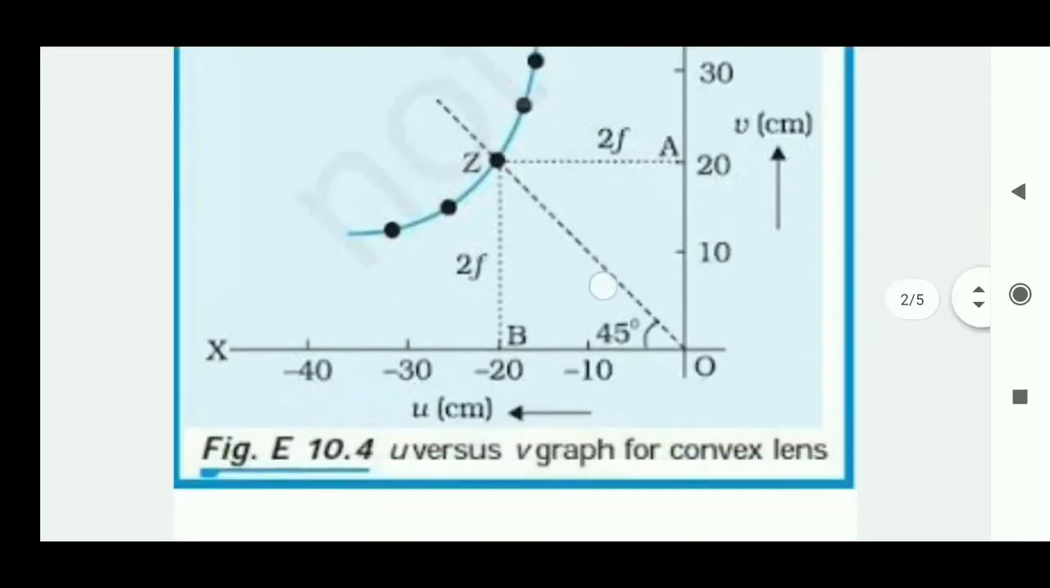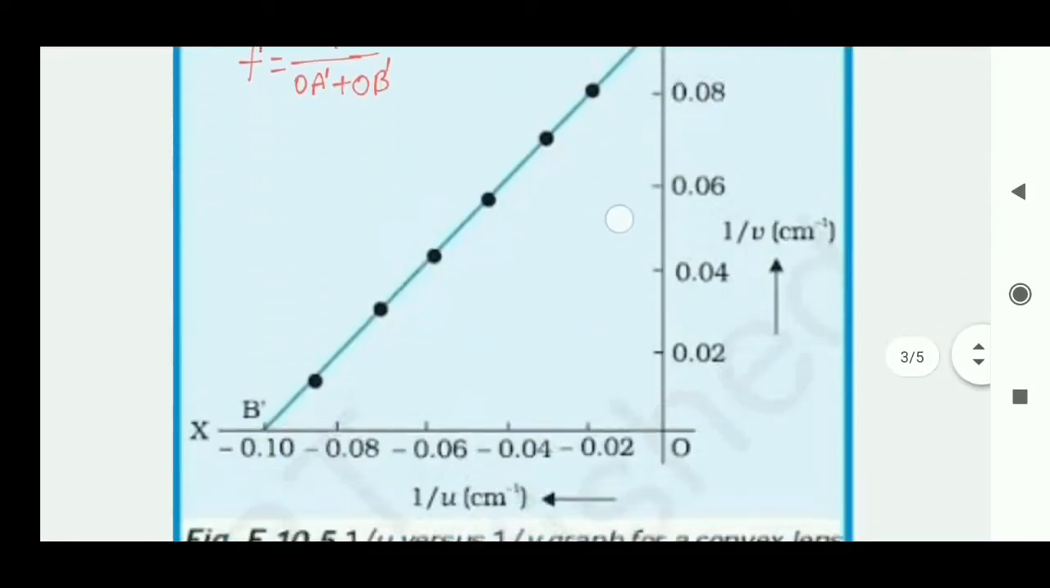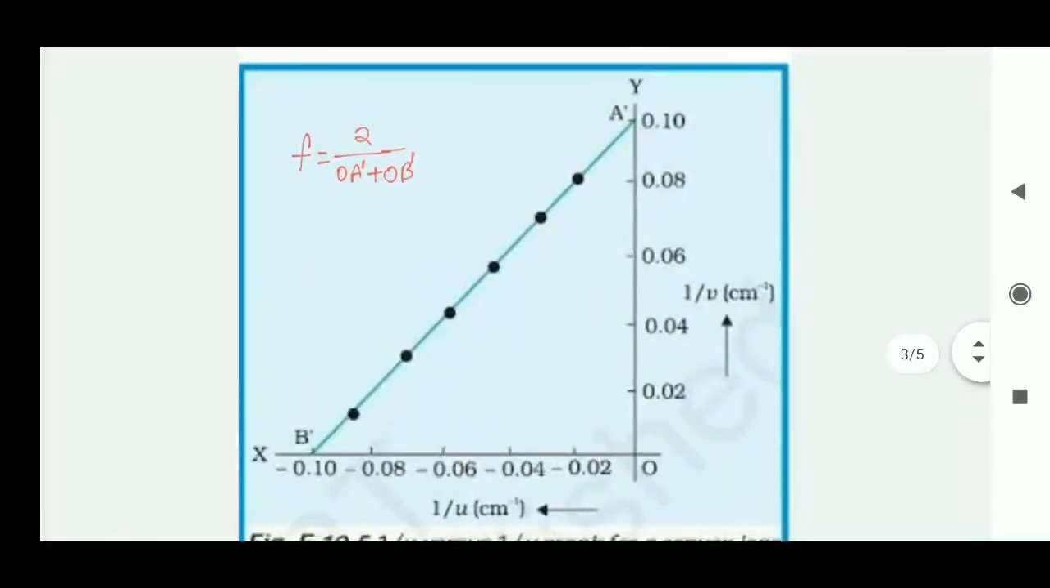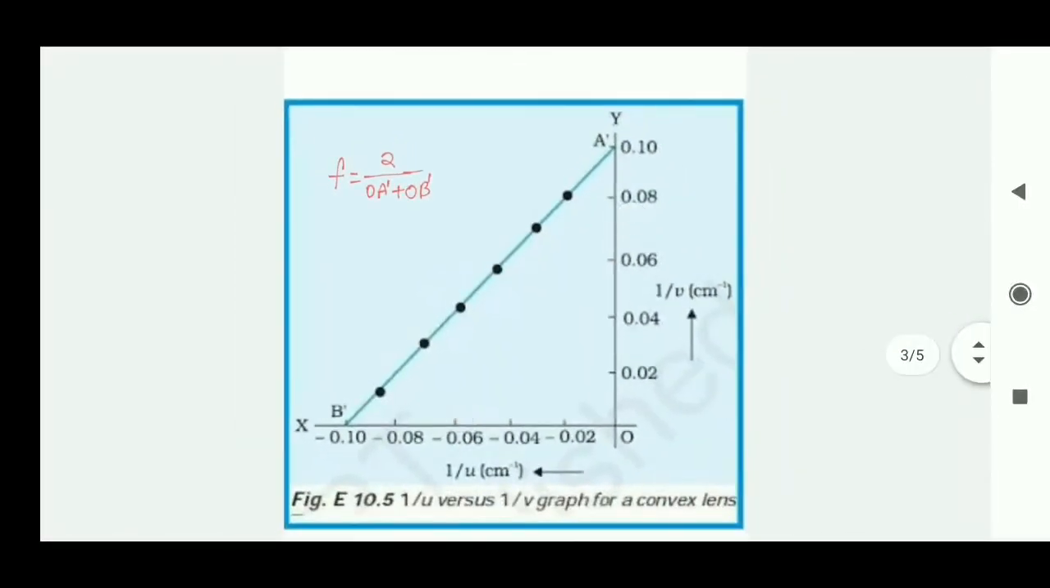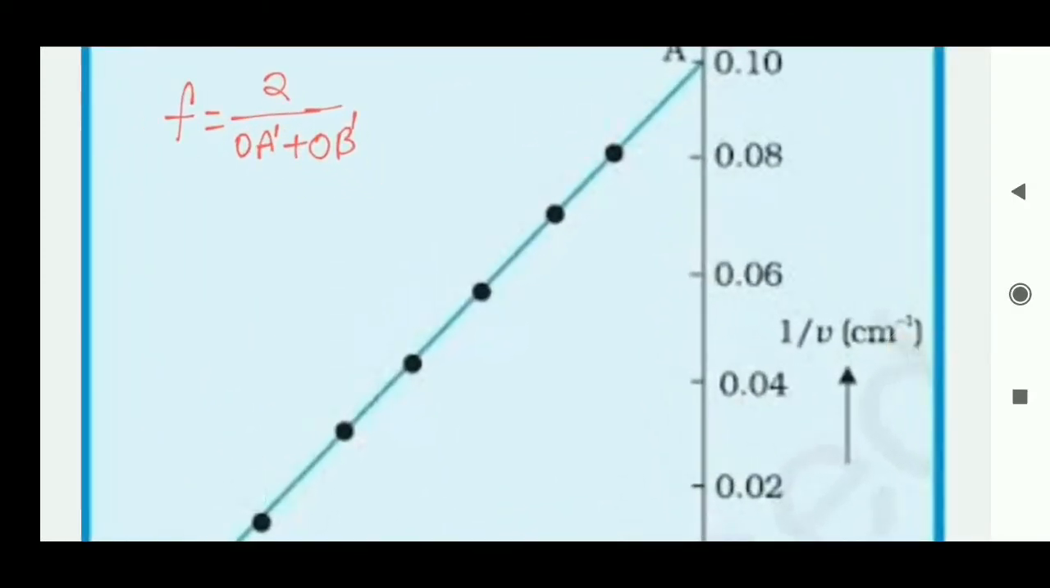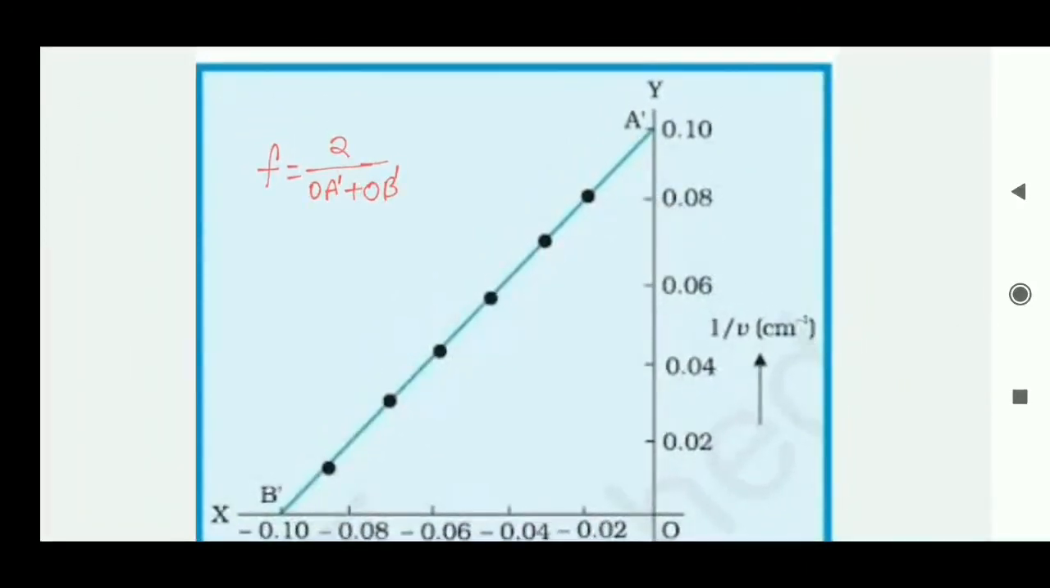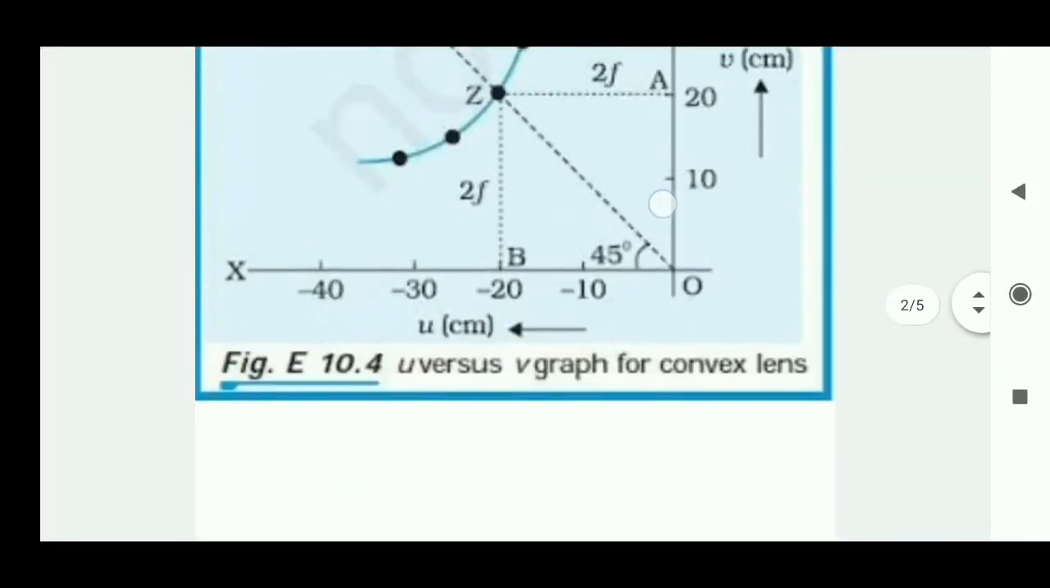Another graph is also there, the 1 by U, 1 by V graph. This also we get in the second quadrant. Here the distances OB dash and OA dash we know. Using this formula, F is equal to 2 by (OA dash plus OB dash) gives the focal length. Because OA dash is 1 by F and OB dash is also 1 by F, so 1 by F plus 1 by F, taking the LCM, gives 2 by F, and then we get the F value. Like this, we can calculate the focal length of a convex lens using the 1 by U, 1 by V graph. And the above one is using the UV graph.